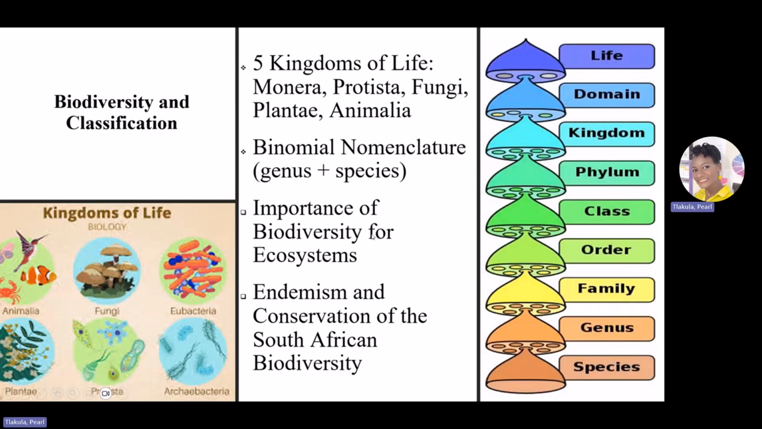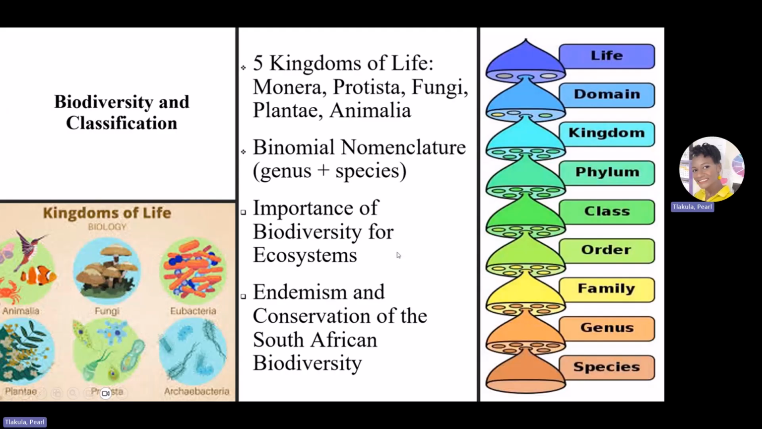So now we have what we call the levels of biodiversity and classification. Within biodiversity and classification, we have 5 kingdoms of life. We have the kingdom Monera, the Protista, the fungi, the plantae, and the animals. Within the kingdoms, there is also classification, where we classify according to the binomial nomenclature, where you start at the species level, then the genus, the family, the order, the class, the phylum, the kingdom, the domain, and life itself.